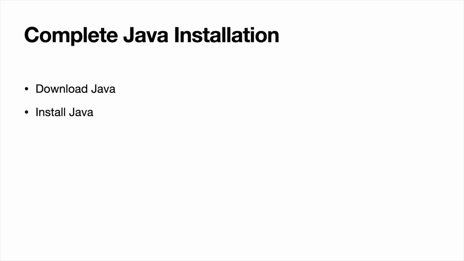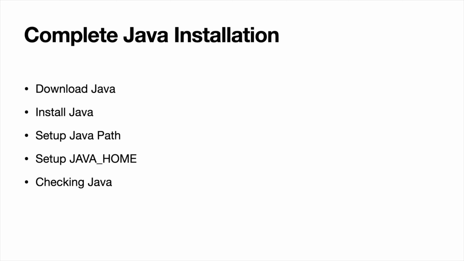Once the Java installation is completed, we will see how to set up the Java path. It is very important. Once we complete setting up the Java path, we need to set up the Java home. After the completion of this, Java installation is complete. Now it's time to verify whether Java is working properly on our system.